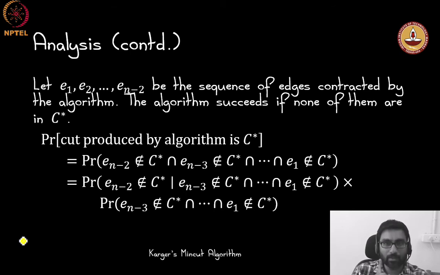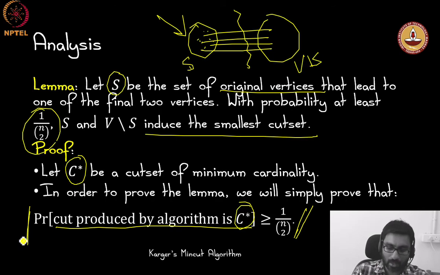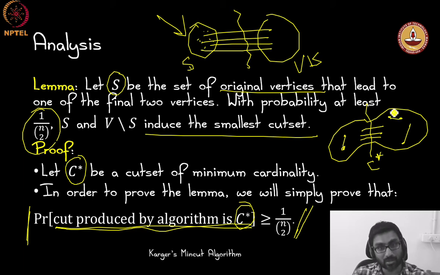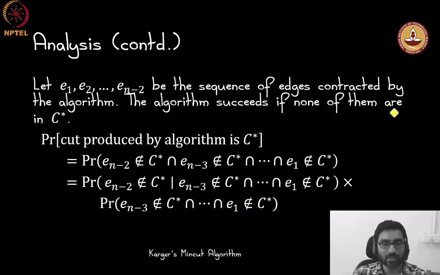Okay, so let's try to figure out how to do that. Think about how this event may fail to happen. What could go wrong? As long as the edges that you keep picking are avoiding this particular min cut C star, we're fine. Let's say that there's a graph that looks something like this, and this is the min cut. This is the C star that we're talking about. As long as the contractions happen over other edges that are not part of the min cut, the min cut is going to survive till the end. The moment we pick a min cut edge, we have lost it. So that's the intuition that we want to formalize.